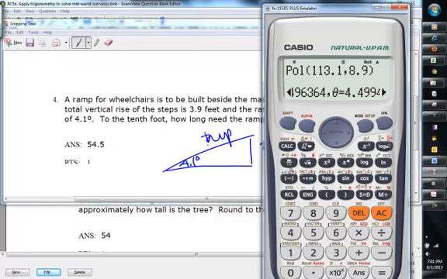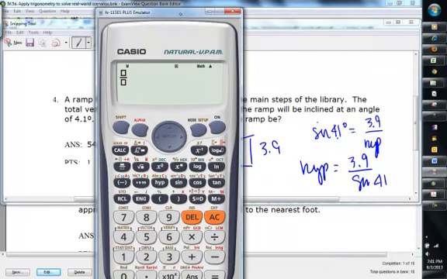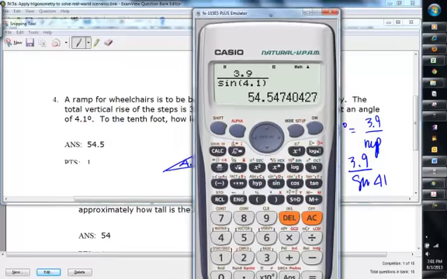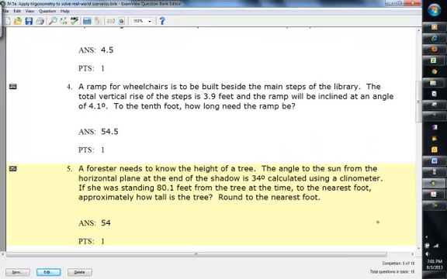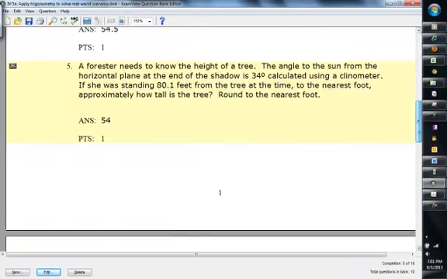So on our calculator, 3.9 over sine 4.1 is 54.5 feet. Next one.